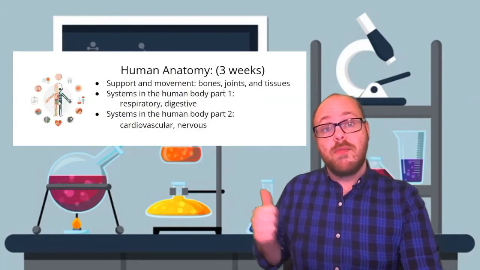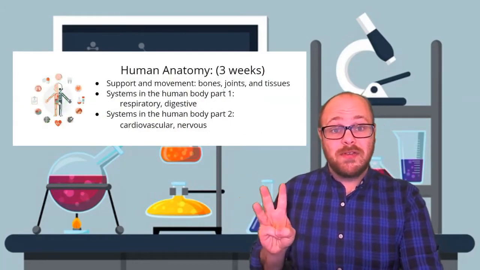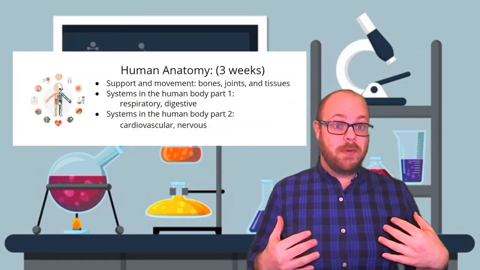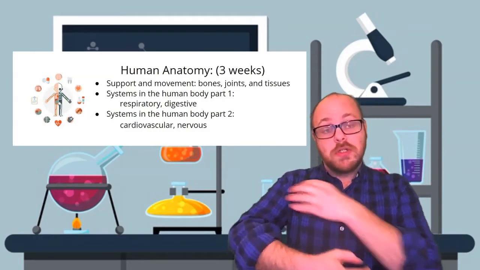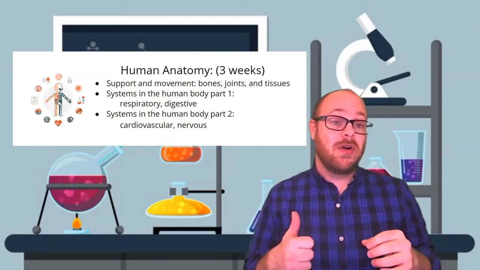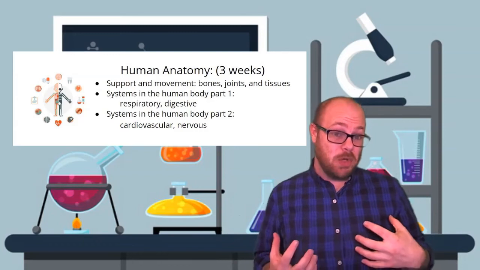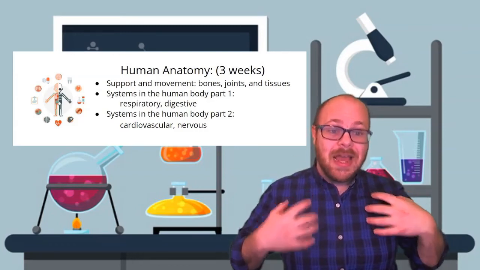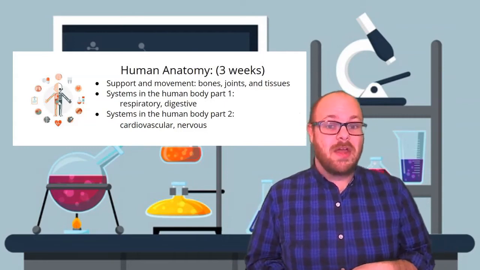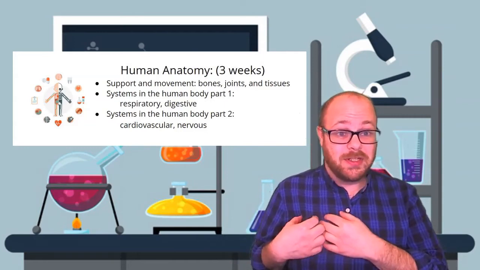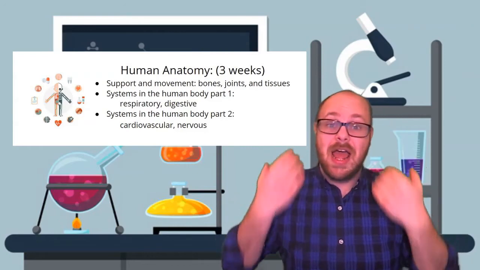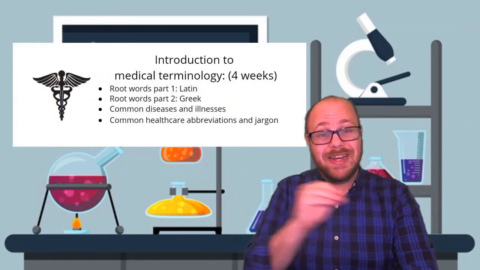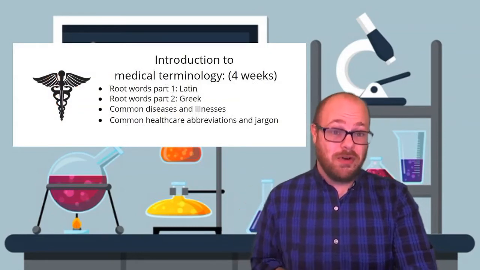After that, we're going to move into our anatomy unit for 3 weeks, where we're going to focus on the human body. We'll start with the structure of the human body, focusing on bones, joints, and tissues. Then we're going to look at different systems in the human body with 2 parts. Our first part will focus on the respiratory system and our digestive system. And then we will look at our cardiovascular system, and then we will finish with the brain and the nervous system.